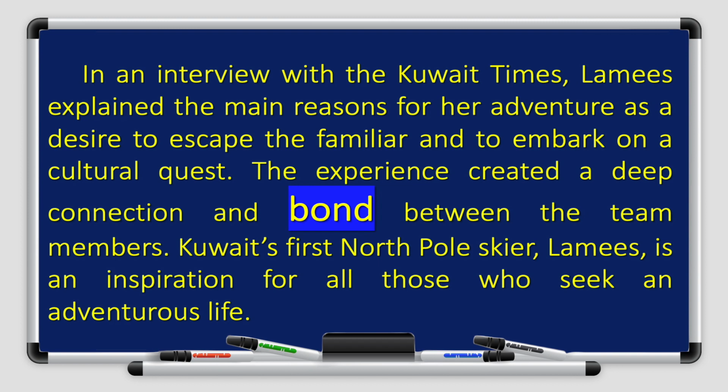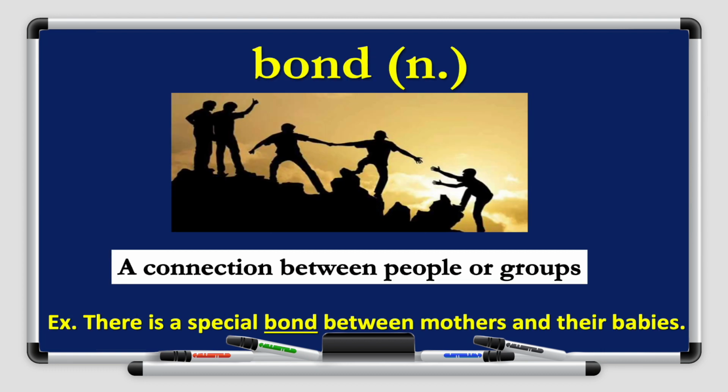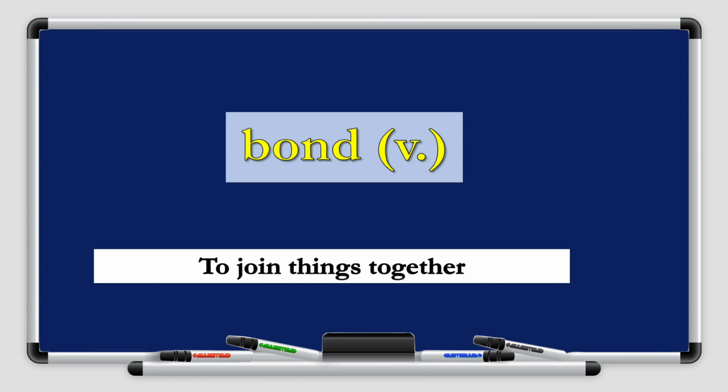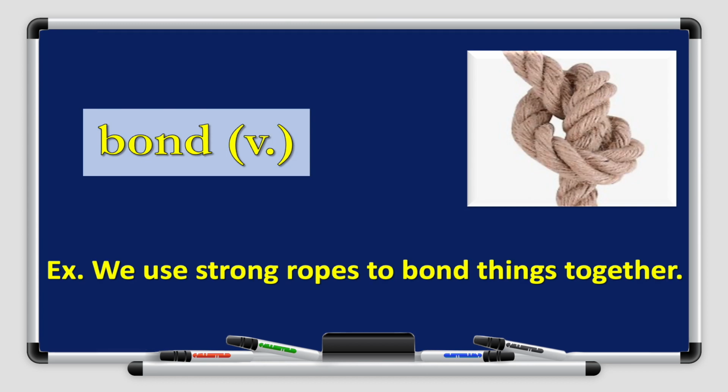The experience created a deep connection and bond between the team members. Kuwait's first North Pole skier, Lamis, is an inspiration for all those who seek an adventurous life. The last word for today is the word bond. A bond is a noun, which means a connection between people or groups. There is a special bond between mothers and their babies. There is a strong connection. There is a bond. Also, the verb of it is bond, to join things together. We use strong ropes to bond things together, to tie them together, to make them stronger together.